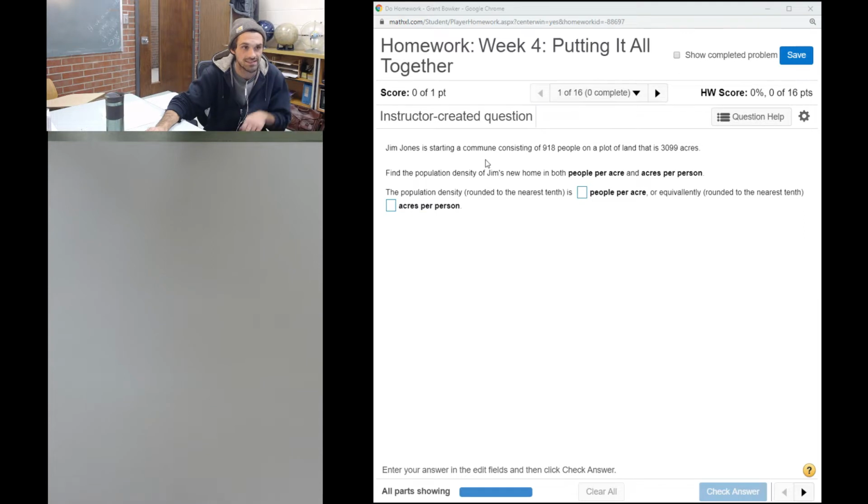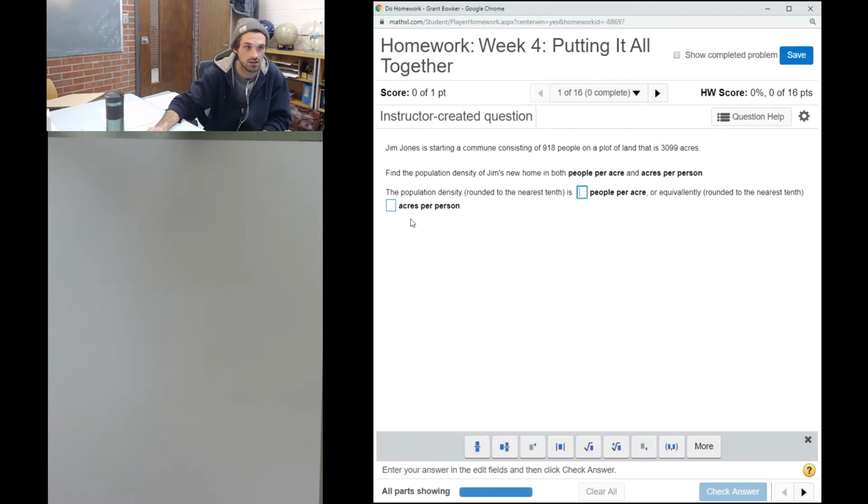Recognize Jim Jones is starting a commune consisting of 918 people on a plot of land that is 3,099 acres. We're asked to compute the people per acre. People goes upstairs, acres go downstairs. So you're handed some number of people and some number of acres, and a quick division of 918 by 3,099 would be your response for this one.